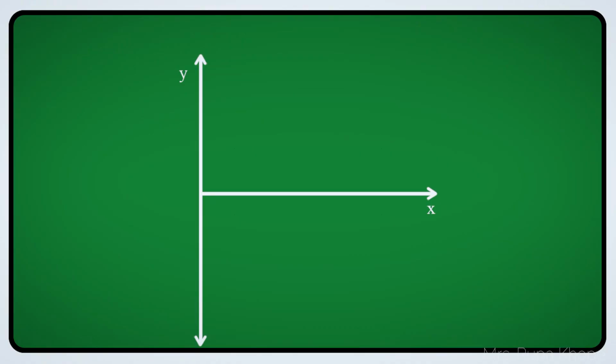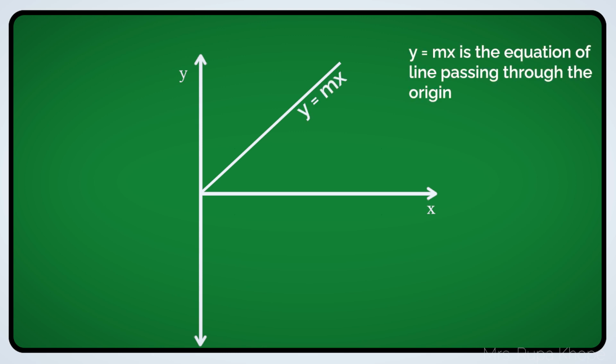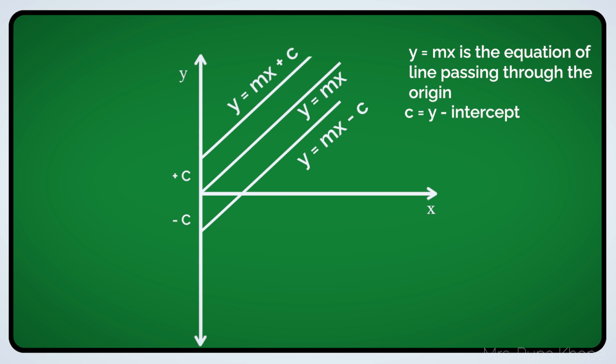Now, just simple geometry we will study. This is my Y and this is my X. If the graph shows a straight line passing through the origin, we know that Y is equal to mx. If we take a line parallel to this, it is Y is equal to mx minus c, and this one is Y is equal to mx plus c.